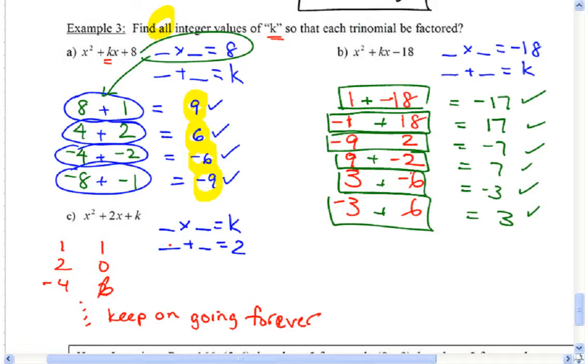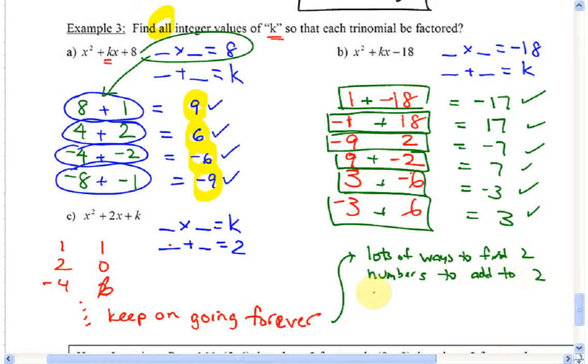There's actually an infinite number of answers. There is no set solution. You can have multiple solutions. So in this case, because this keeps on going forever and ever, you've got lots of ways to find two numbers that add to 2. So because of that, I'll say therefore k is equal to an infinite number of answers. You actually can't tell me them all because there's way too many for us to even count.